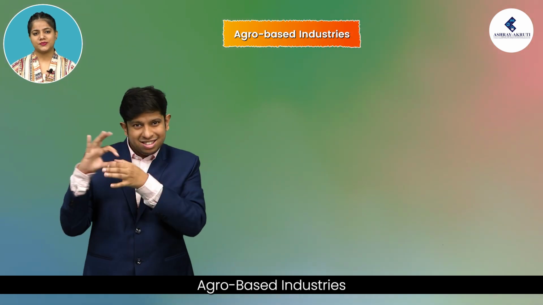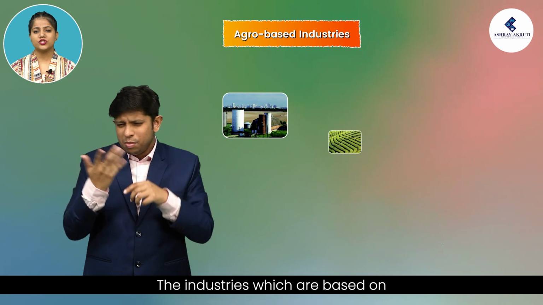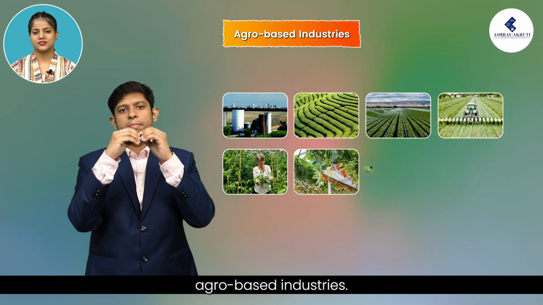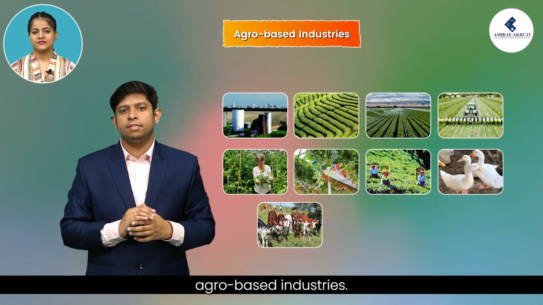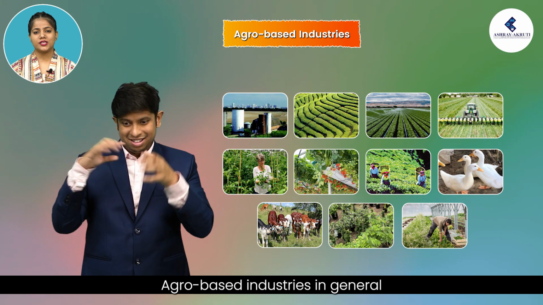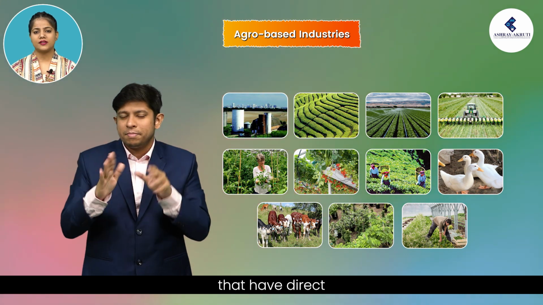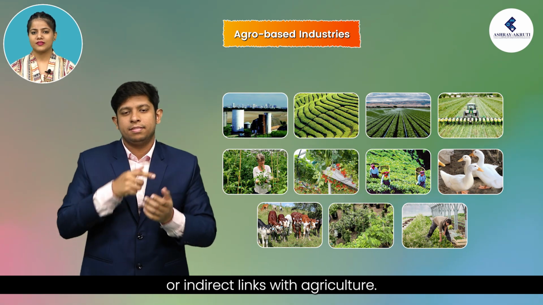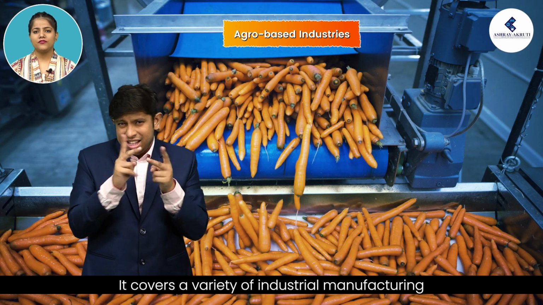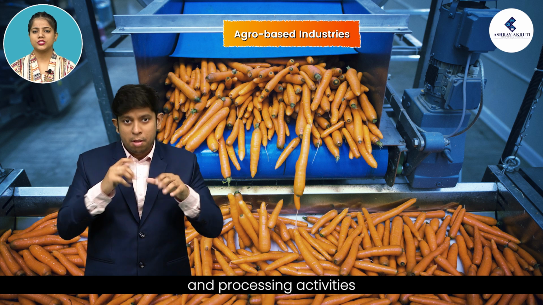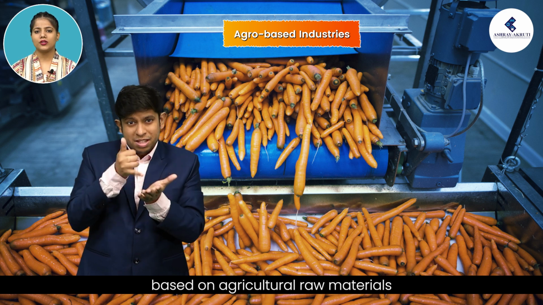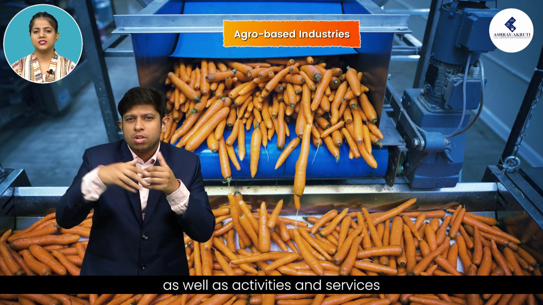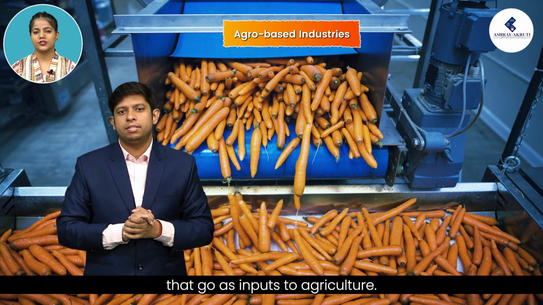Agro-based industries. The industries which are based on agricultural products are called agro-based industries. Agro-based industries in general are those industries that have direct or indirect links with agriculture. It covers a variety of industrial manufacturing and processing activities based on agricultural raw materials as well as activities and services that go as inputs to agriculture.